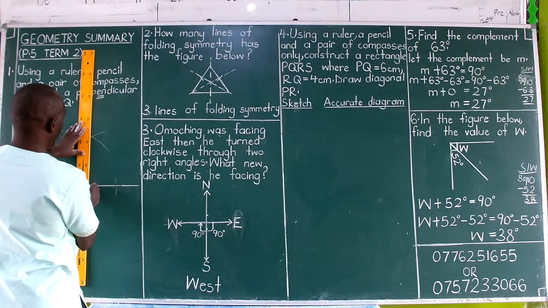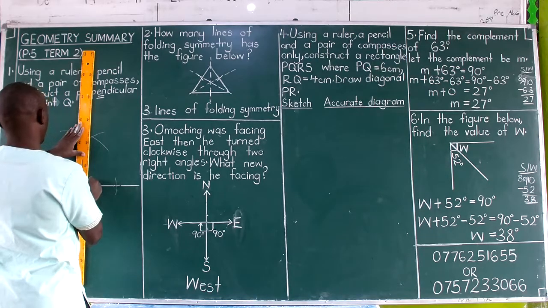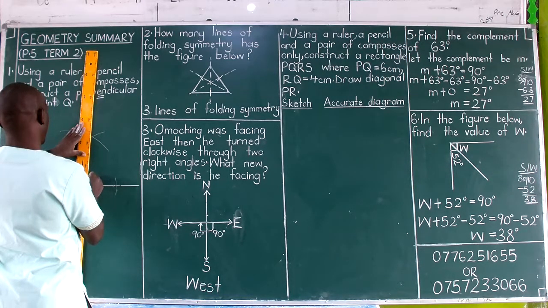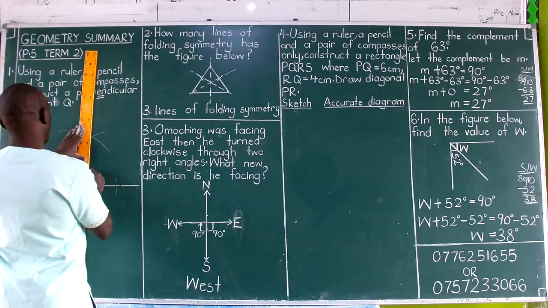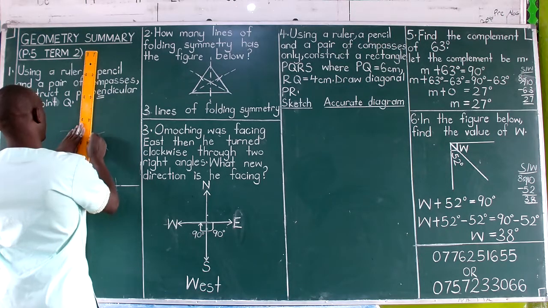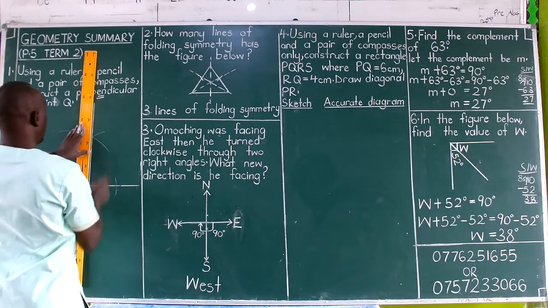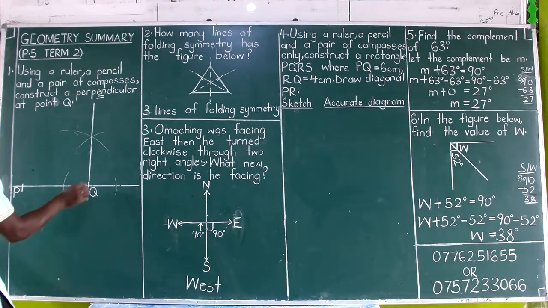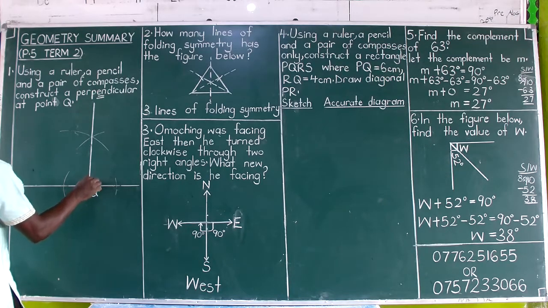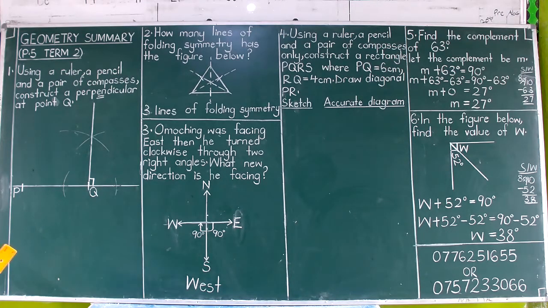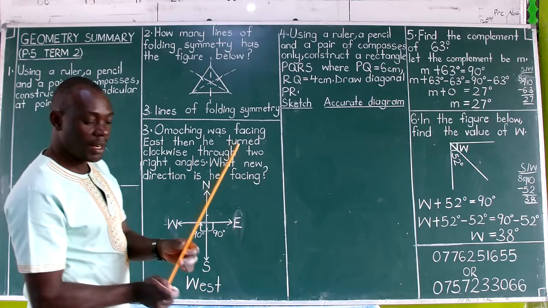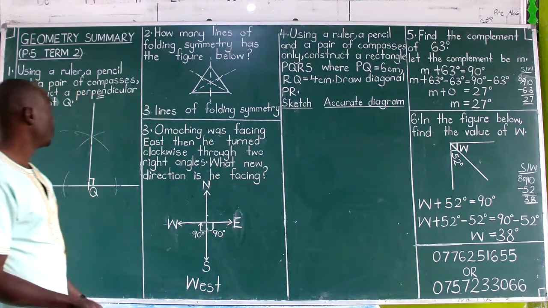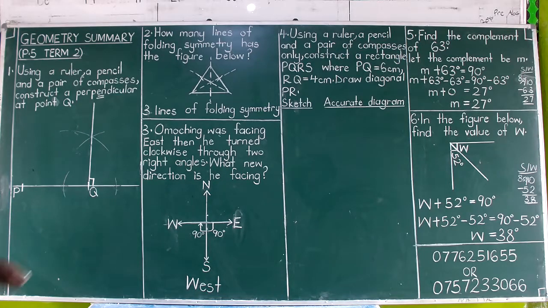Join to make that right angle. So make that right angle to be the perpendicular. It's a right angle, it's a 90-degree angle, and therefore it is a perpendicular, represented by this right angle sign, and ensure you show it also.